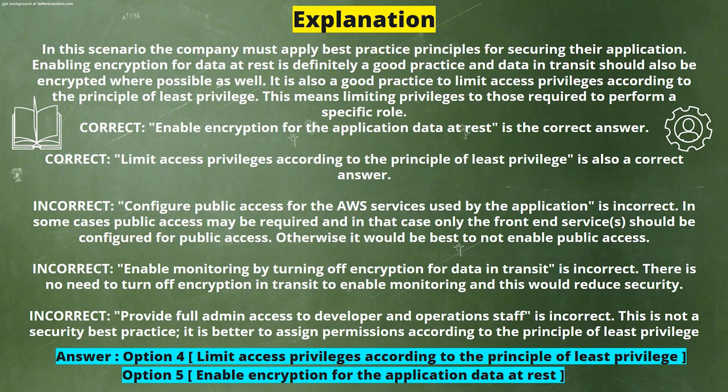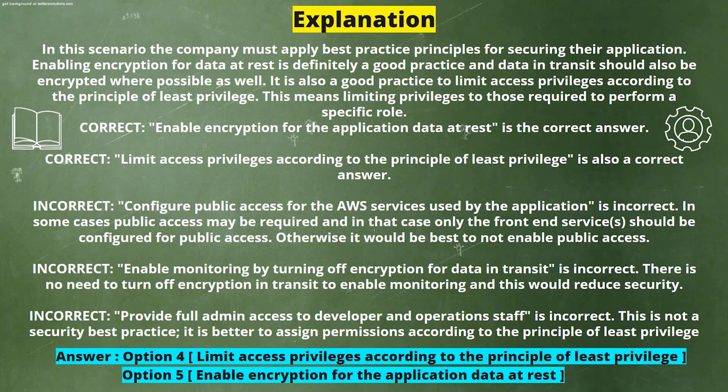Incorrect. Configure public access for the AWS services used by the application is incorrect. In some cases, public access may be required, and in that case only the front-end services should be configured for public access. Otherwise, it would be best to not enable public access.